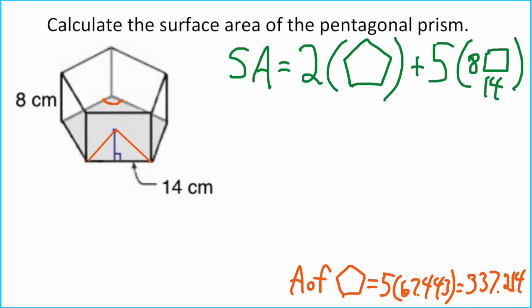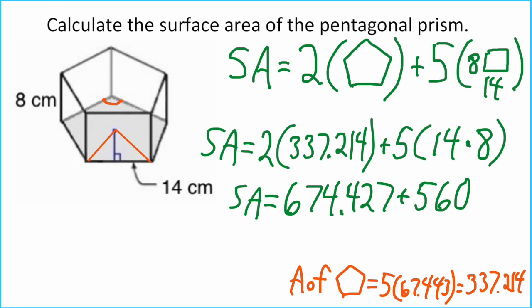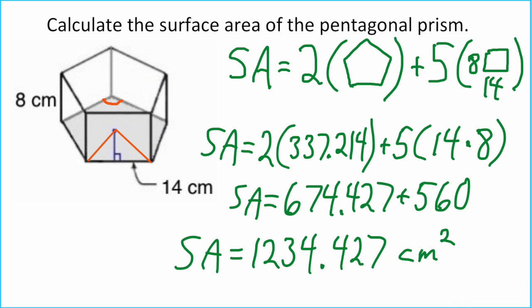Now, I've run out of space, so I'm going to leave that answer and make some space for the rest of it. So now we'll go to our next step, which is to write our area formulas. For the pentagon, I basically did all that work. I'm just going to write the answer we got, 2 times the 337.214, plus 5 rectangles that have an area formula of 14 times 8. Now we just need to simplify these down, and our final answer is 1,234 and 427 thousandths square centimeters.